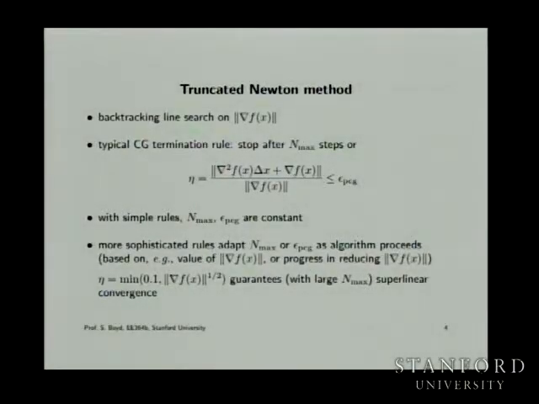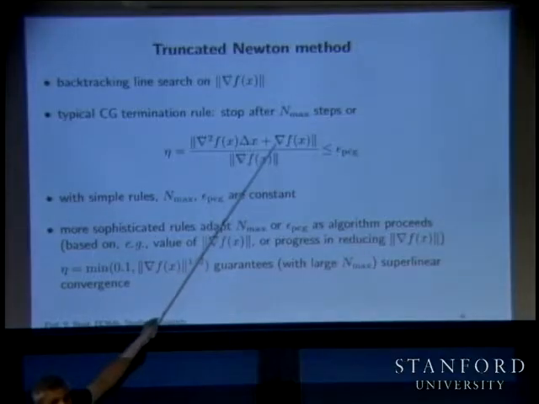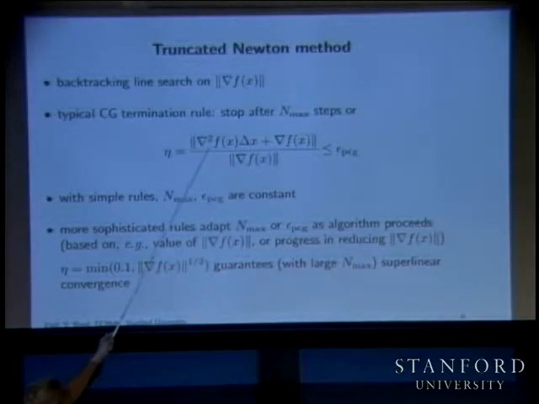Okay, so here's the truncated Newton method. You'll do a backtracking line search on this. You could do a backtracking line search on F as well. The typical CG termination rule is going to stop when the Newton system residual, divided by the gradient, which, by the way, is the right-hand side, is small. So this is exactly the eta that we had before. This is an okay one. All of these things are kind of heuristic, so exactly what you use to stop maybe doesn't matter so much.